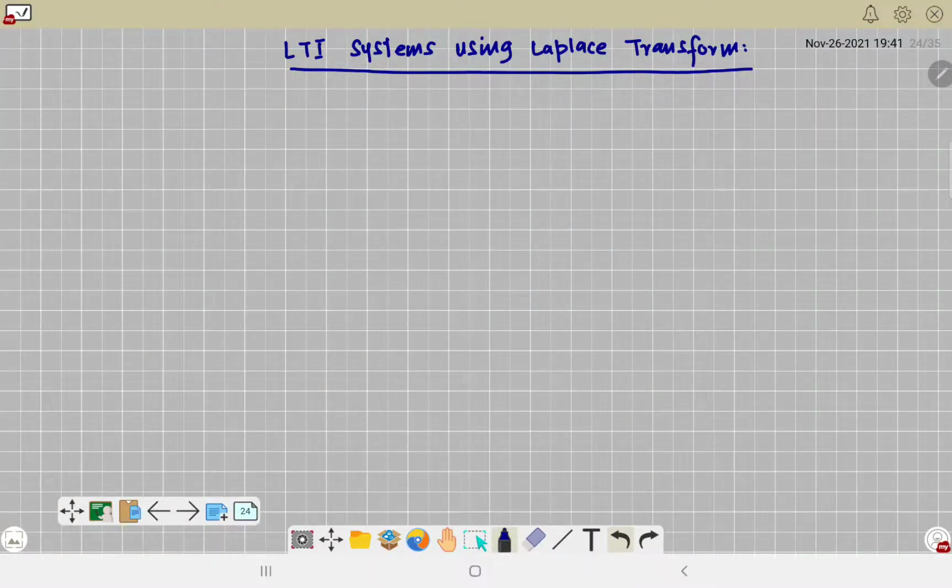So, as a final part of Laplace transform, we'll be interested in characterization of our LTI systems using the Laplace transform. Now you know that in our time domain, LTI systems are characterized using the convolution integral.